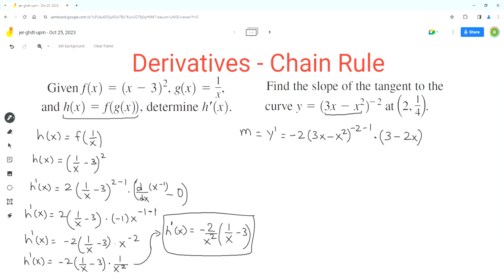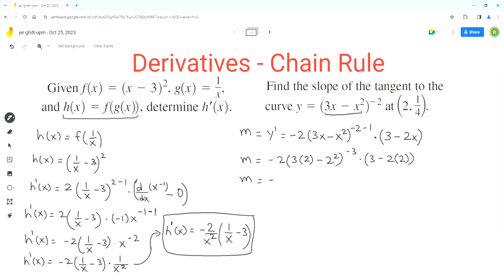Now since we have to find the slope of the tangent at (2, 1/4), we can sub in x as 2 in this expression. So we get m equals -2 times (3 times 2 minus 2^2)^-3, and then times (3 - 2 times 2). Now we have to simplify this expression.